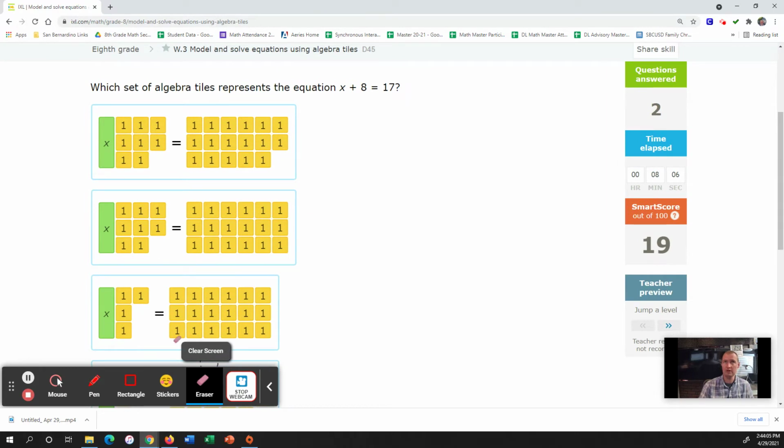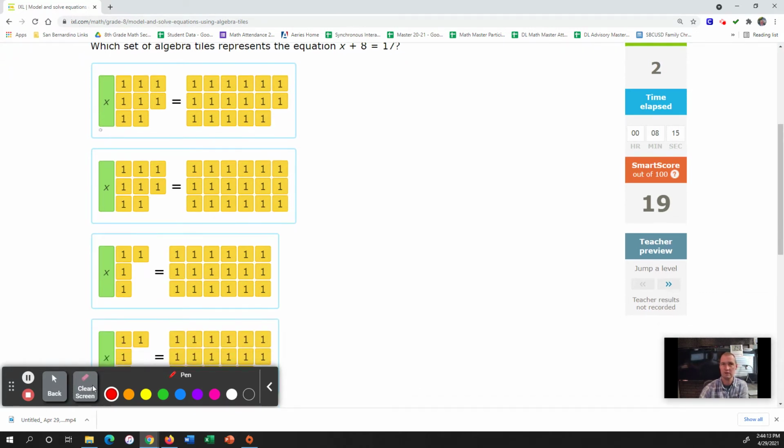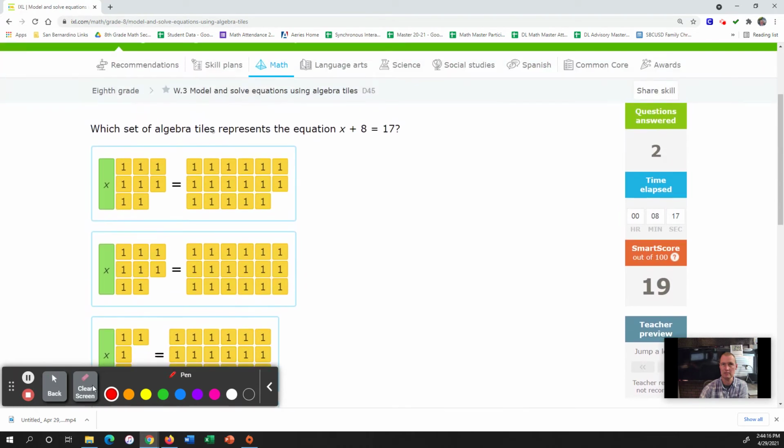All right, which set of algebra tiles represents the equation x plus 8 equals 17? So the first thing I'm going to check is make sure we have 1x. 1x, 1x, 1x. Okay, so all the green tiles match. So far, so good. Next thing I'm going to check is for 8 ones tiles.